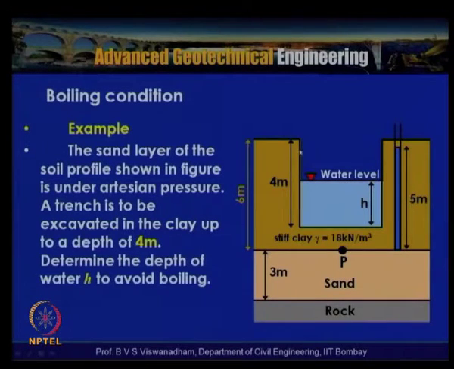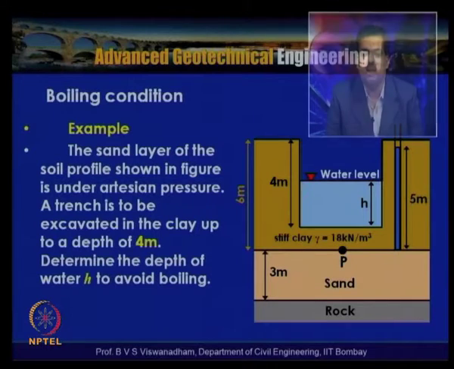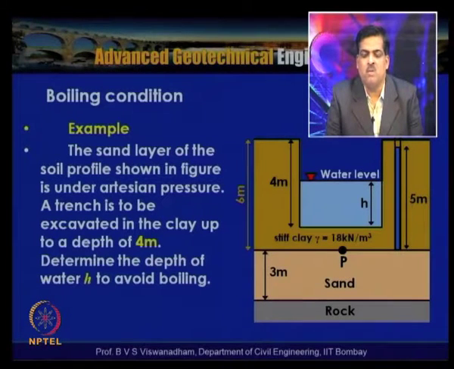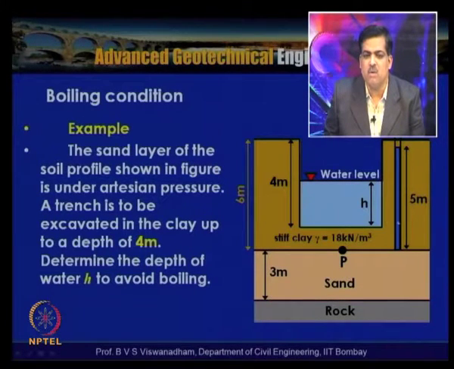Now, in that situation, if you would like to dig a trench here, a trench is to be excavated in the clay up to a depth of 4 meters, then we need to find out what will be the depth of water H to avoid boiling. The stiff clay has a unit weight of 18 kilonewton per meter cube, and the depth of the trench is 4 meters. Determine the depth of the water H to avoid boiling.